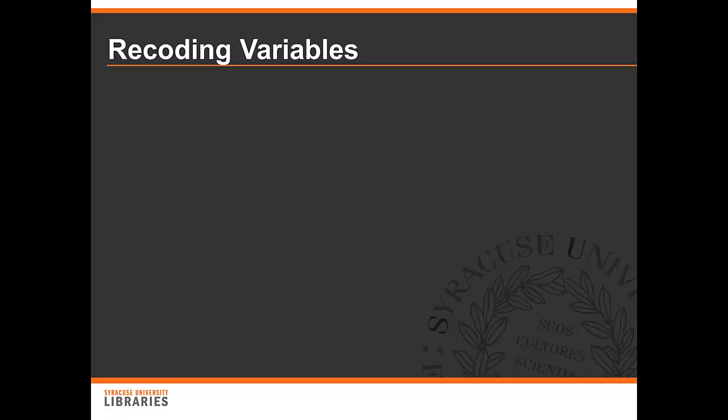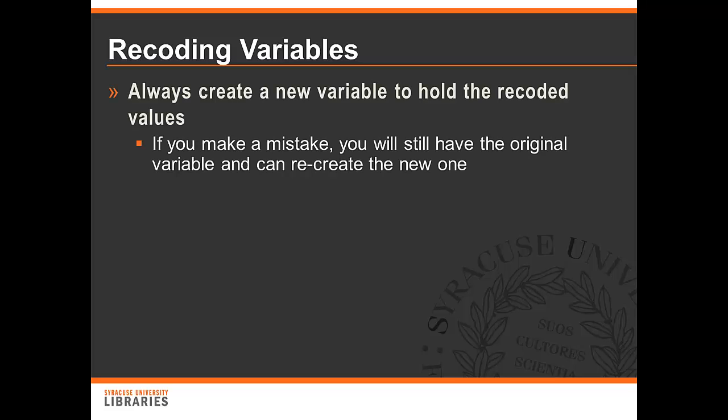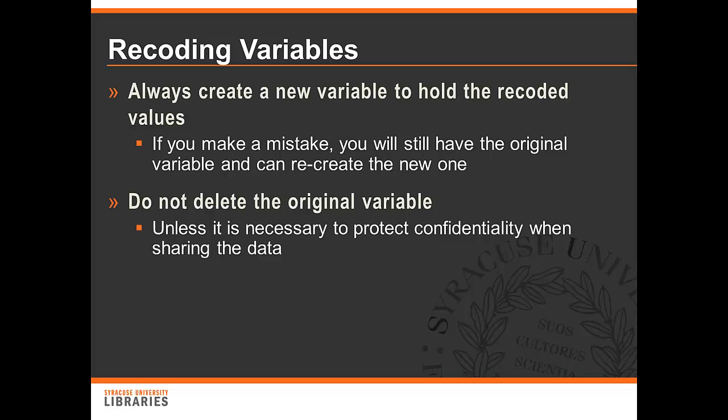Let's move on to recoding variables. First, don't edit the original variable. Always create a new variable to hold the recoded values. That way, if you make a mistake, you will still have the original variable and can simply delete and recreate the recoded one. Also, do not delete the original variable once you have recoded it, as you might want to try a different categorization or formula. The exception to this, of course, is if it's necessary to protect confidentiality when creating a version to share.